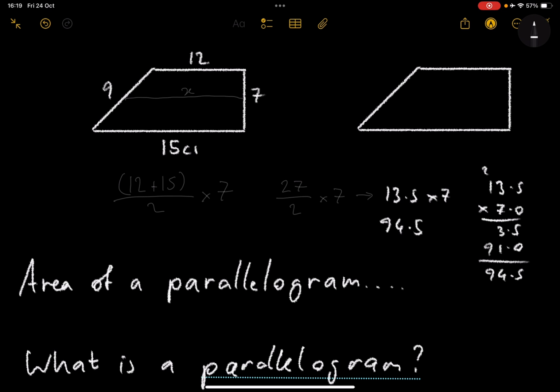Oh yeah, and we should include units. Let's just say these are all in centimetres. So our unit, remember when we're talking about area, is square centimetres. There we go. So that's your worked example on how you get the area of a trapezium.